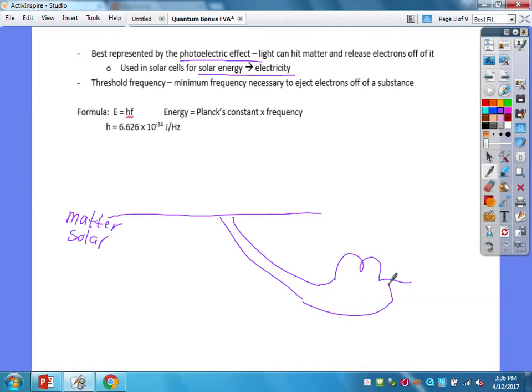And so what happens is when these photons come down and hit the matter, it will transfer the energy and release the electrons to make the light bulb glow. Okay? Obviously become bright. Now the thing is though, you have to hit what's called a threshold frequency. The substance itself has a threshold frequency, which is the minimum amount of frequency needed in order to eject electrons off the surface, all right?